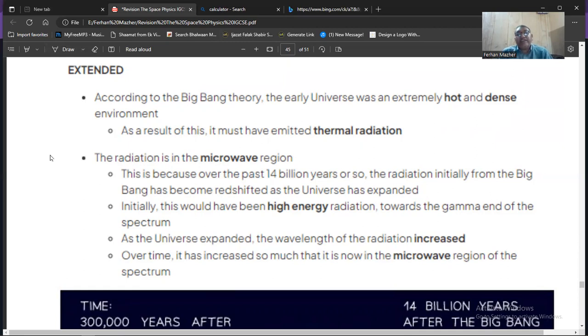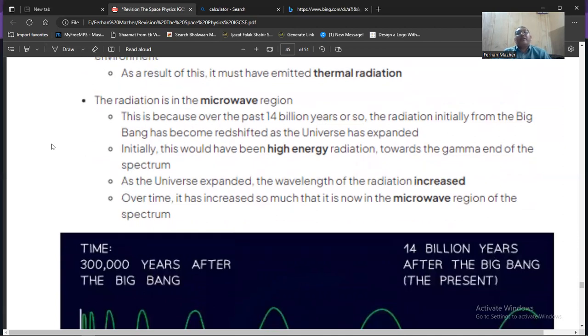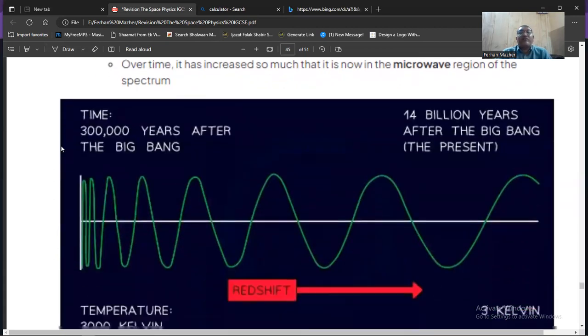The radiation is in the microwave region. This is because over the past 14 billion years or so, the radiation initially from the Big Bang has become redshifted as the universe has expanded. Initially, this would have been high energy radiation towards the gamma end of the spectrum. As the universe expanded, the wavelength of the radiation increased. Over time, it has increased so much that it is now in the microwave region of the spectrum.